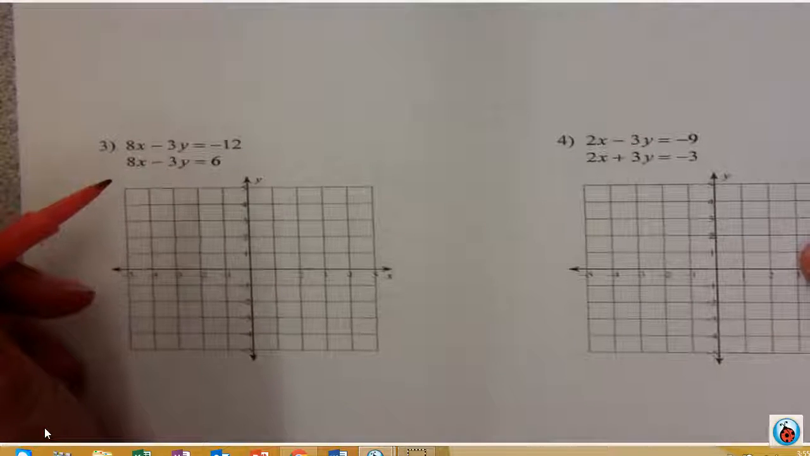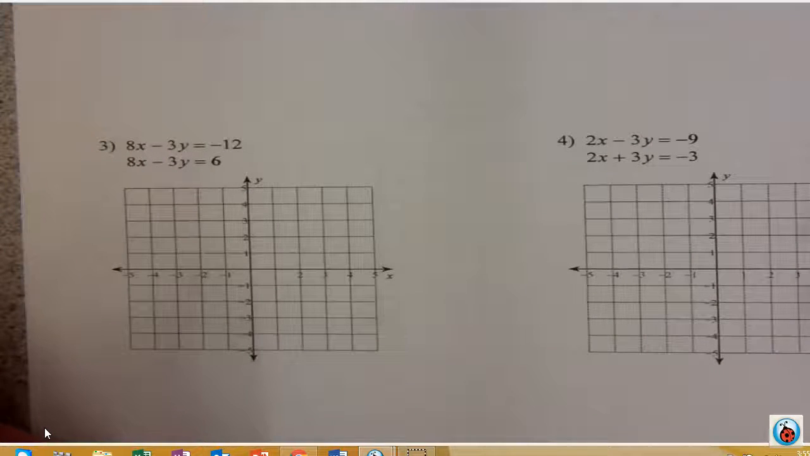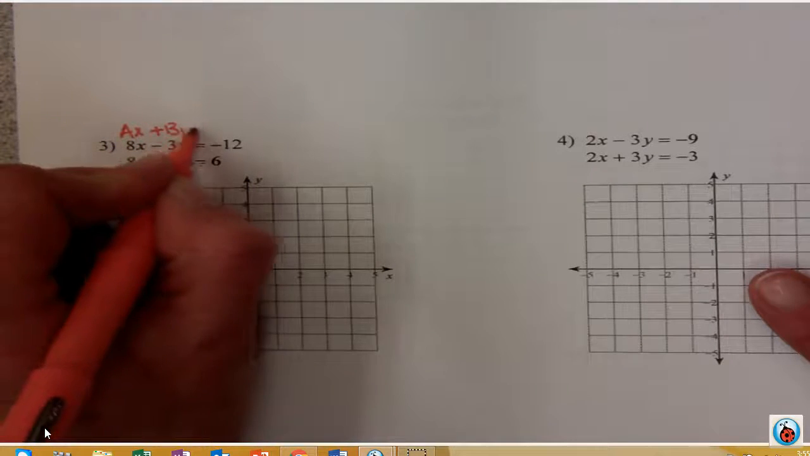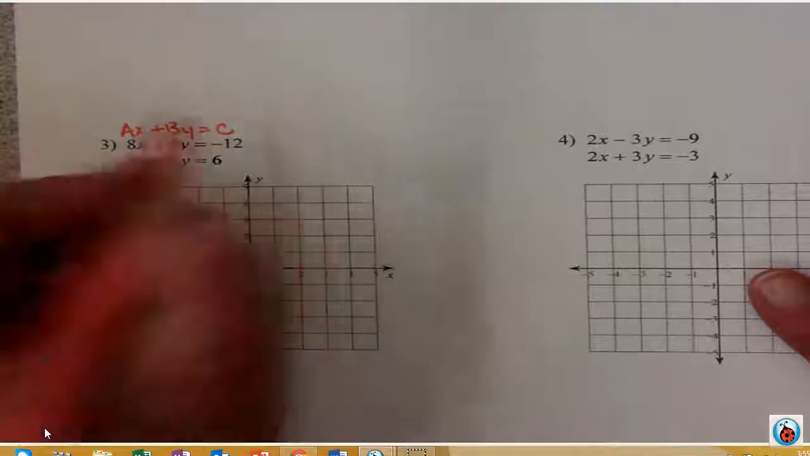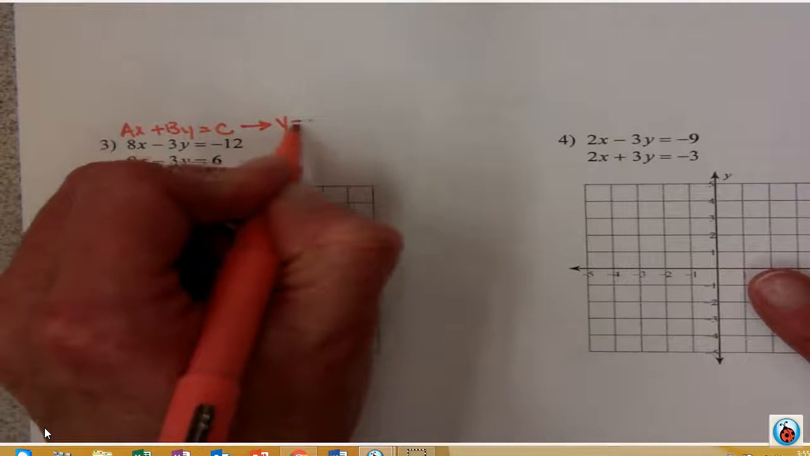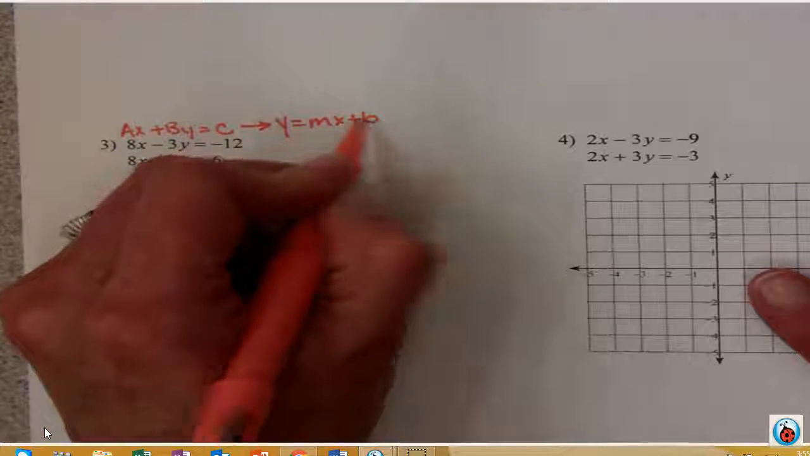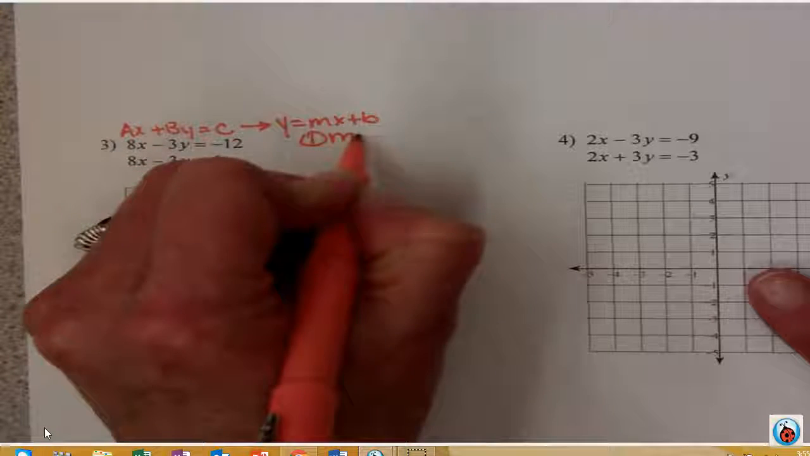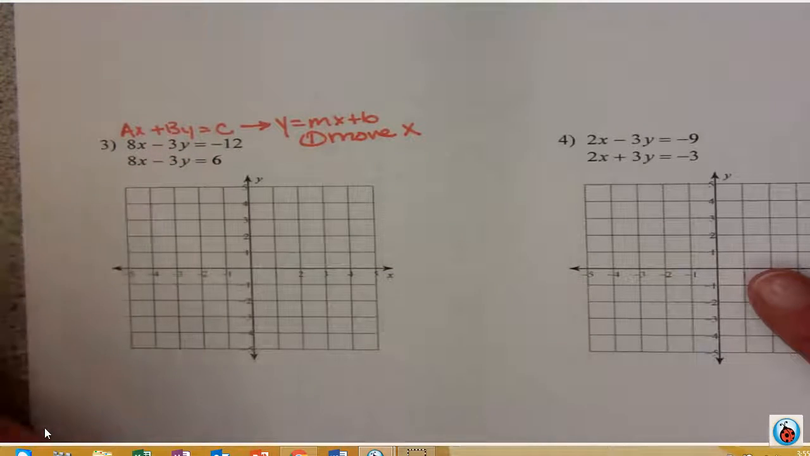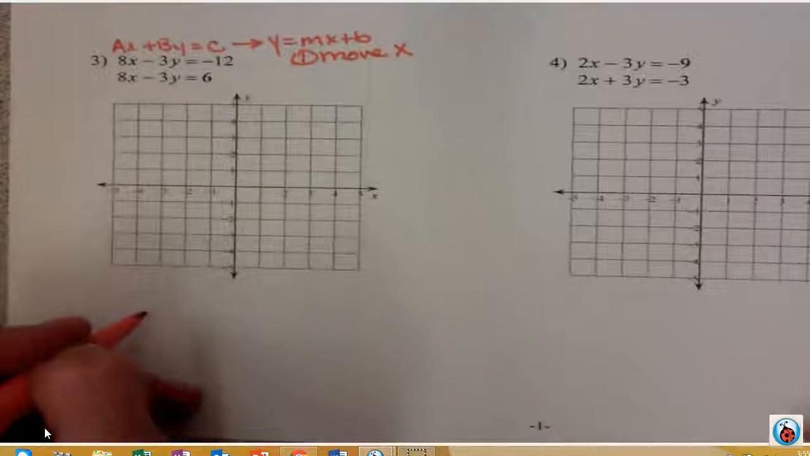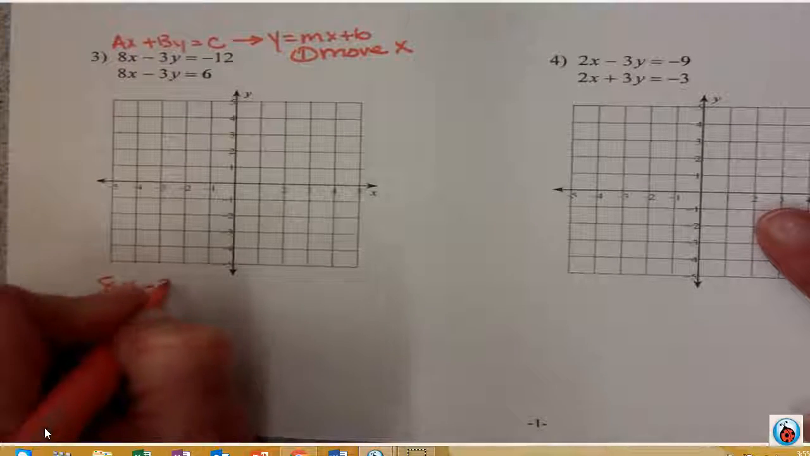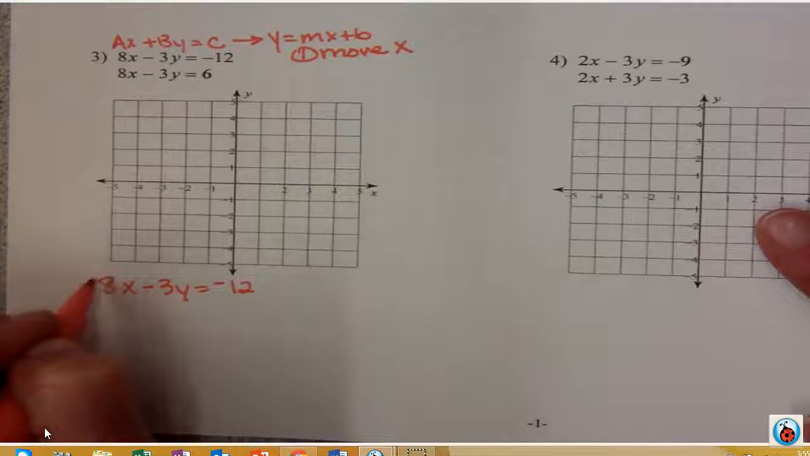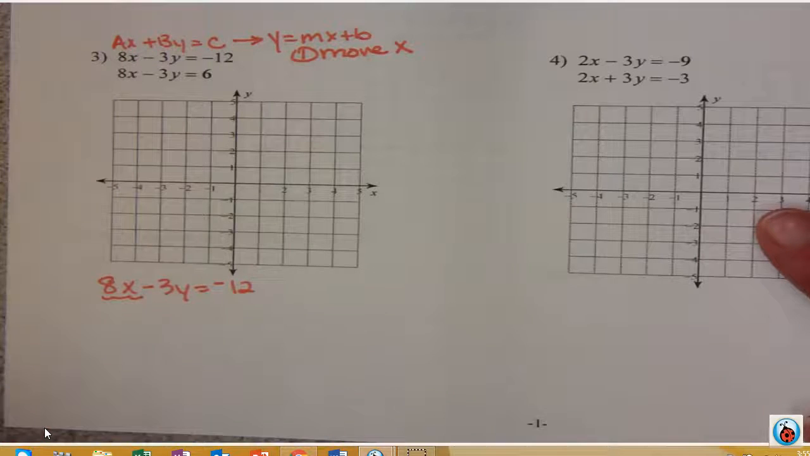These I need to put into slope-intercept form. They're in standard form, Ax plus By equals C. I need to put that into y equals mx plus b. The first thing I'm going to do is move my x. So if I take 8x minus 3y equals negative 12 and move my x over, I'm going to move this whole term.